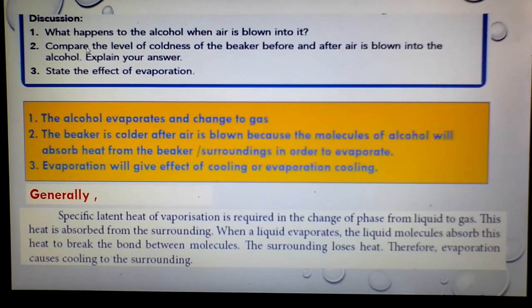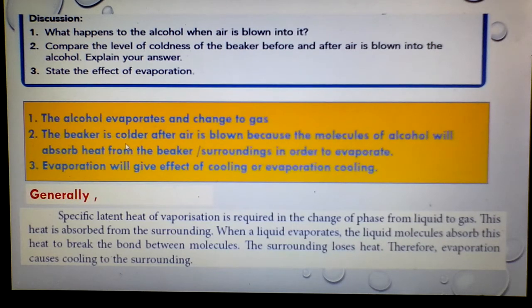Number 2, compare the level of coldness of the beaker before and after air is blown. Explain your answer. The beaker is colder after air is blown because molecules of alcohol will absorb heat from the beaker or surroundings in order to evaporate. State the effect of evaporation. Evaporation will give the effect of cooling, or evaporation cooling.